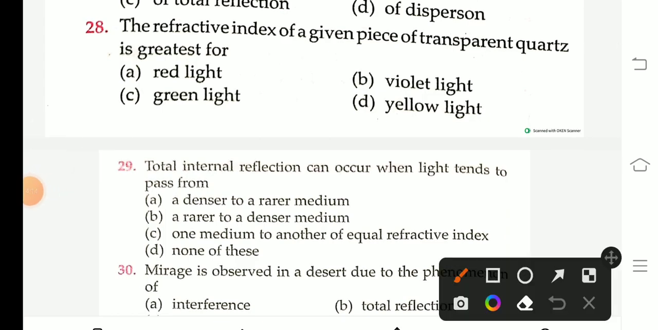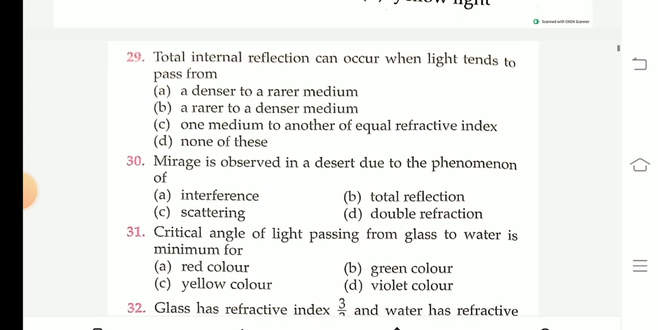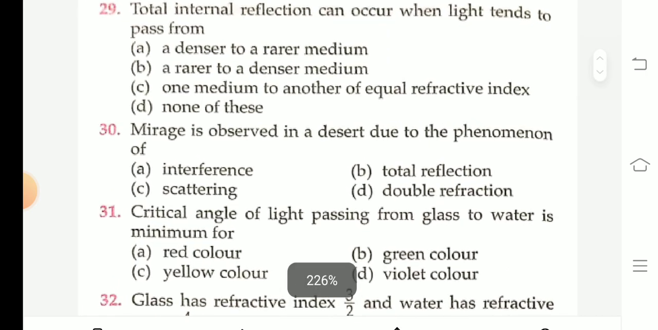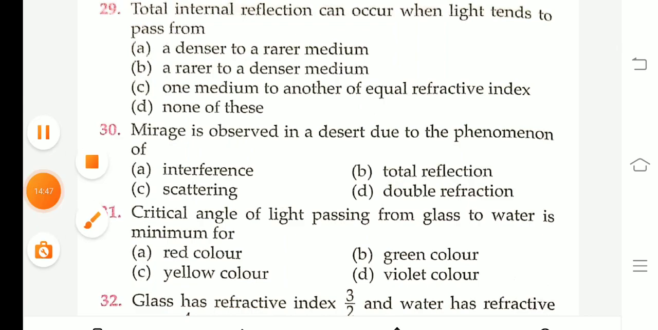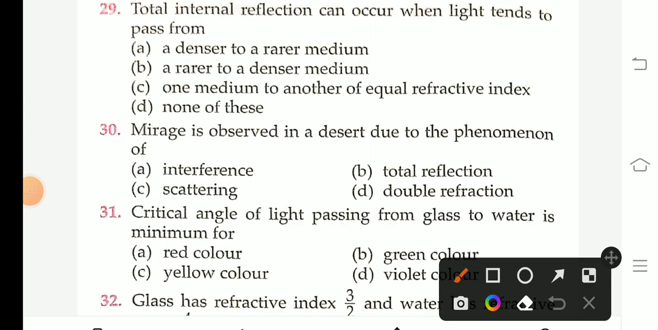Next, the refractive index of a given piece of transparent quartz is greatest for... Right answer option B, violet light. Next, the total internal reflection can occur when light tends to pass from... Right answer option A, a denser to a rare medium.